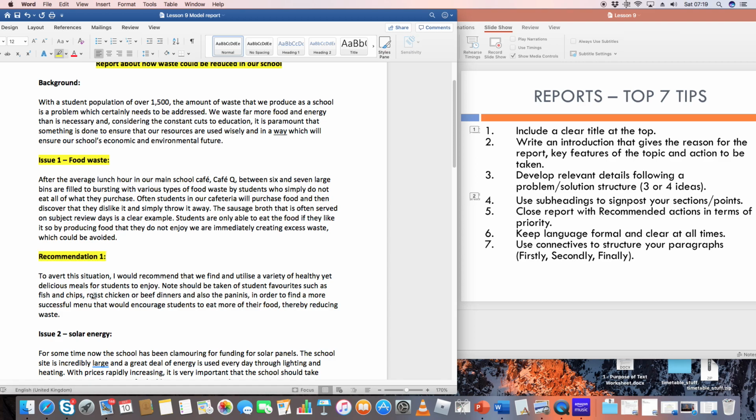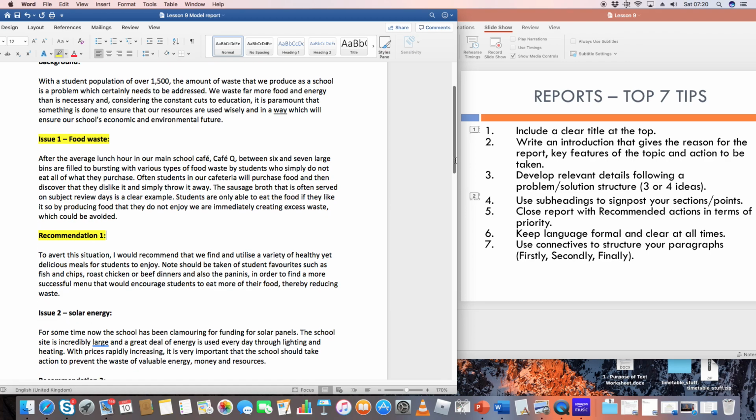Okay, and so on and so on. Okay, and then if we look at the issue, just to see how it's described. It gives a very clear definition, description of what the problem is, in terms of how much waste is produced, they dislike it, they throw it away, and then the recommendation of how to reduce the food waste. Basically saying better choice of food, more successful menu will reduce the amount of food that is thrown away. So it's not the most mind-blowing recommendation, but it kind of meets the purpose.